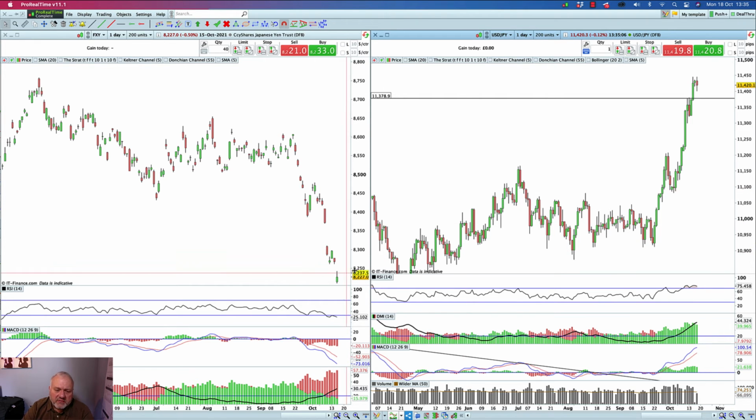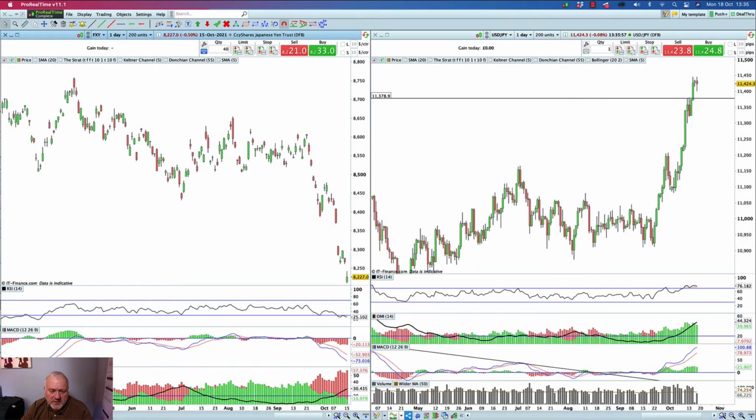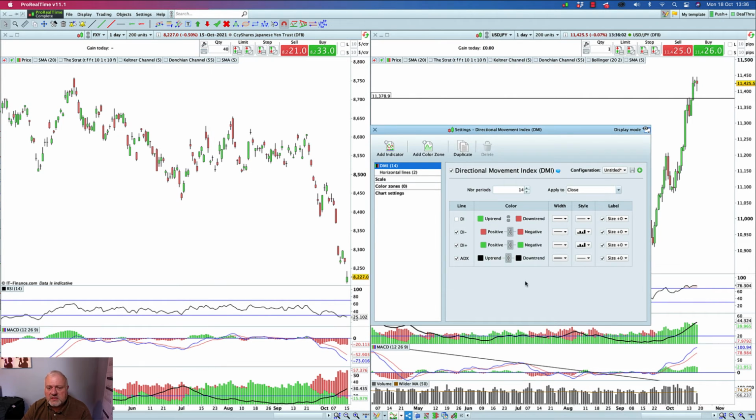Remember what else we're looking for. We're looking for extremes of the MACD and the signal line here. As you can see, that's extreme, and it's squeezing, or it's touching, shall we say, the extremes of the DMI. This is a 14 period DMI. So let's have a look at how we've got this set up. We don't need the actual line itself.